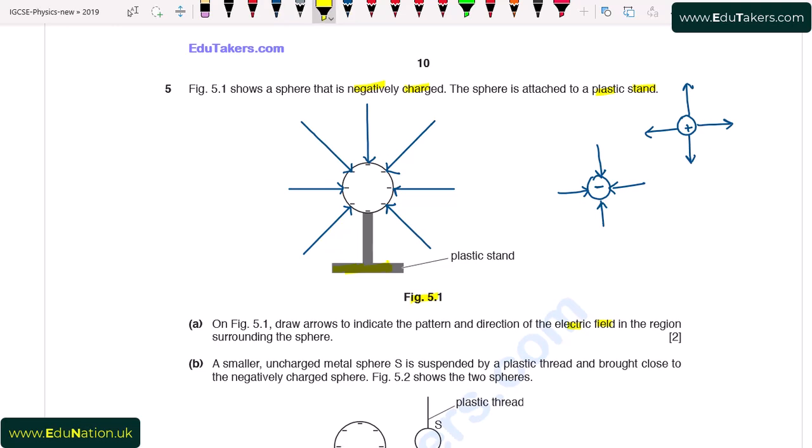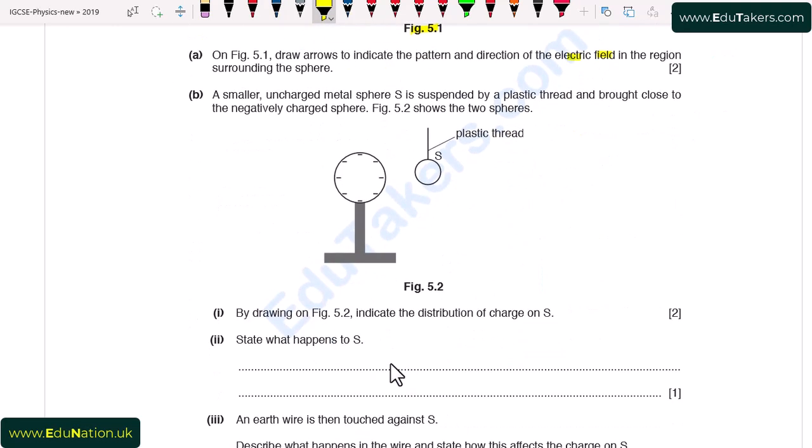Part B. A smaller uncharged metal sphere S. There is a sphere that is very small and it is neutral, meaning that it is not charged. It is suspended by a plastic thread and brought close to the negatively charged sphere. So first of all we suspend it with the thread, and this neutral sphere is brought close to the negatively charged sphere that is placed on the stand.